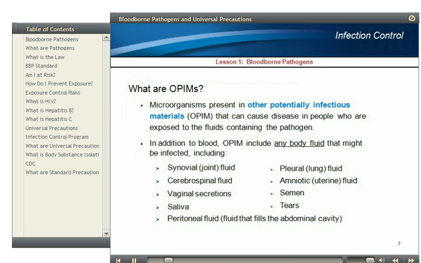What are OPIMs? Microorganisms present in other potentially infectious materials, OPIM, that can cause disease in people who are exposed to the fluids containing the pathogen. In addition to blood, OPIM include any body fluid that might be infected, including synovial, joint fluid, cerebrospinal fluid, vaginal secretions, saliva, peritoneal fluid, fluid that fills the abdominal cavity.